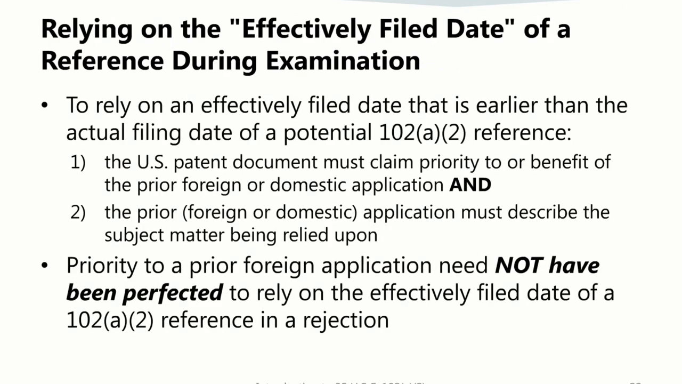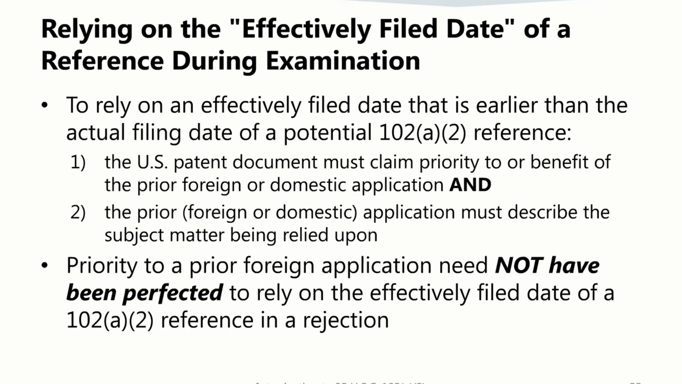Here are two conditions that must be met to rely upon a domestic benefit or foreign priority date as the effectively filed date. First, the U.S. patent document must claim priority to or benefit of the prior foreign or domestic application. And second, the prior foreign or domestic application must describe but need not claim the subject matter being relied upon.